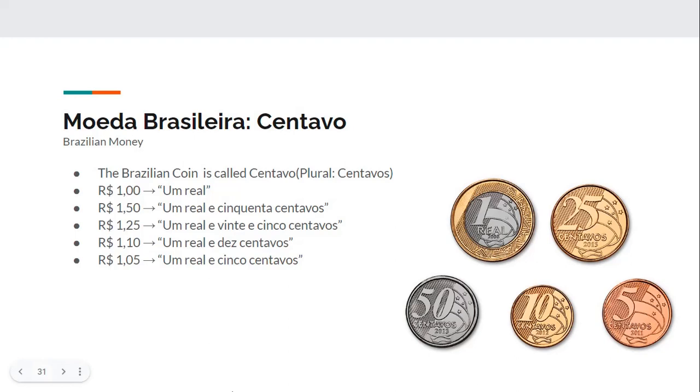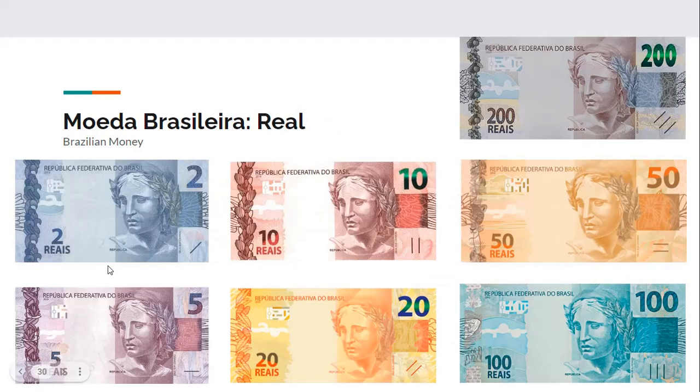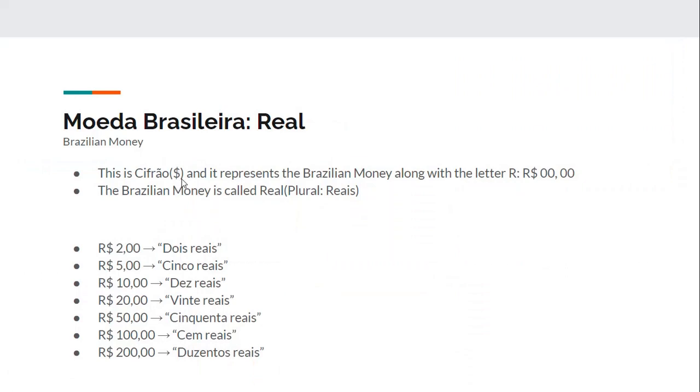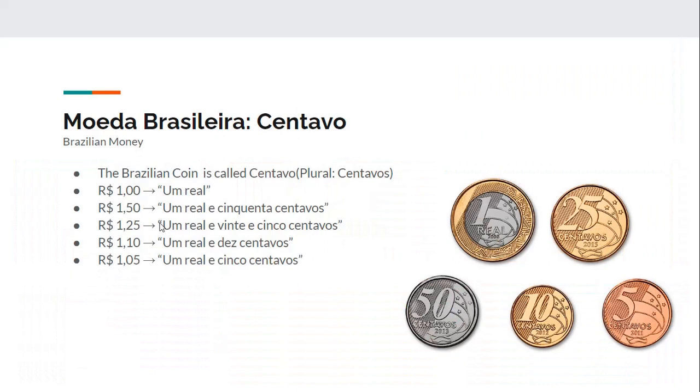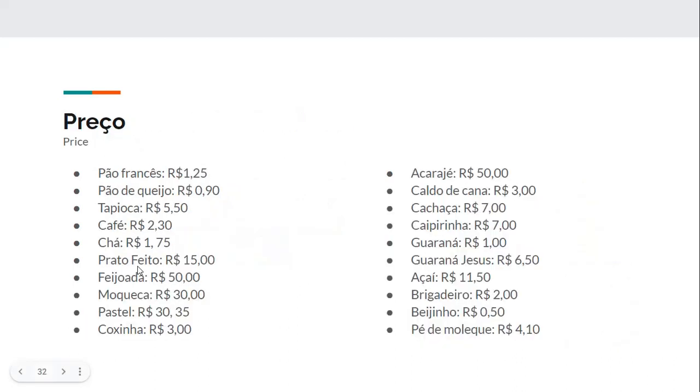And basically to mention a price, we have the letter R and cifrão. So here, cifrão, this line here, R, cifrão. And then before the comma we have what we call real, and after the comma we have centavo. So for instance, this one we would read real, because here before a comma, real, e 5 centavos. And here number 5, so 5 centavos.